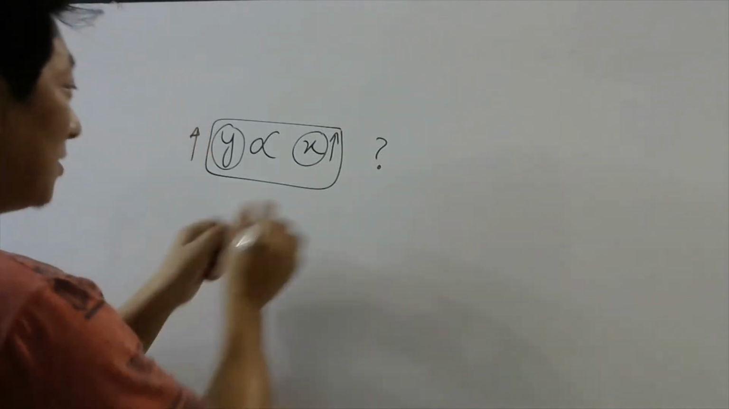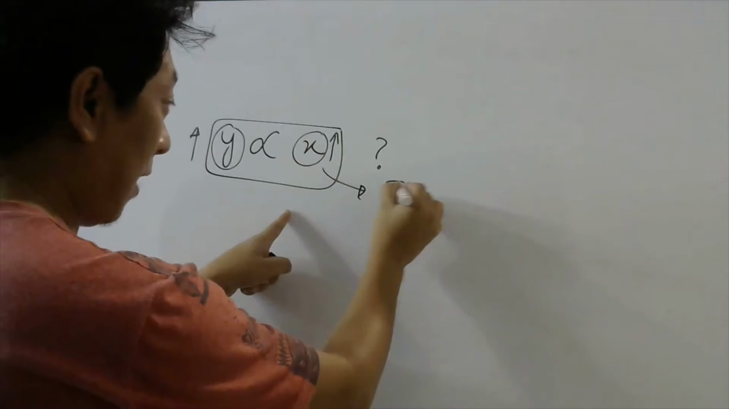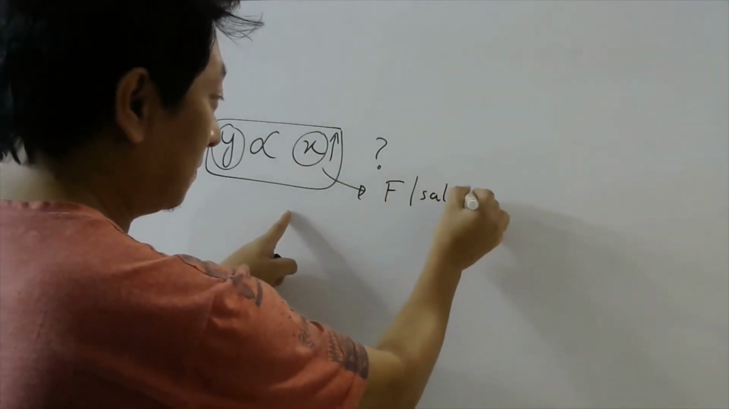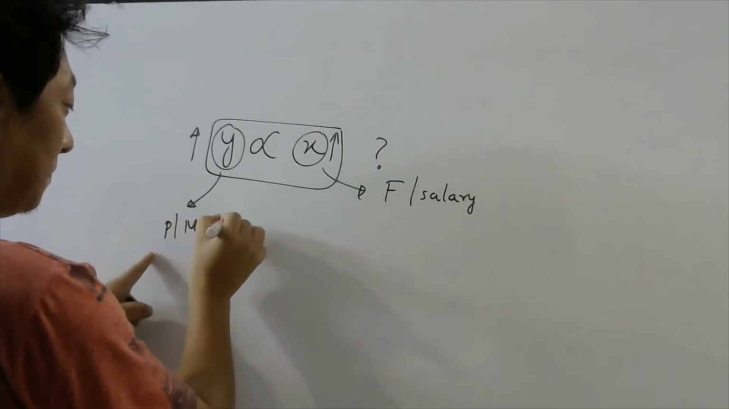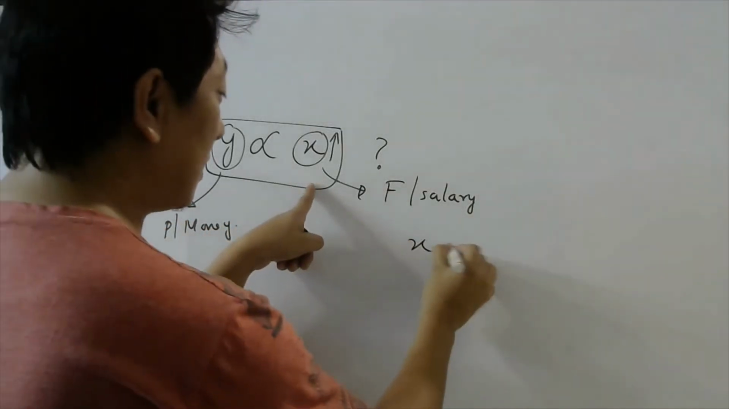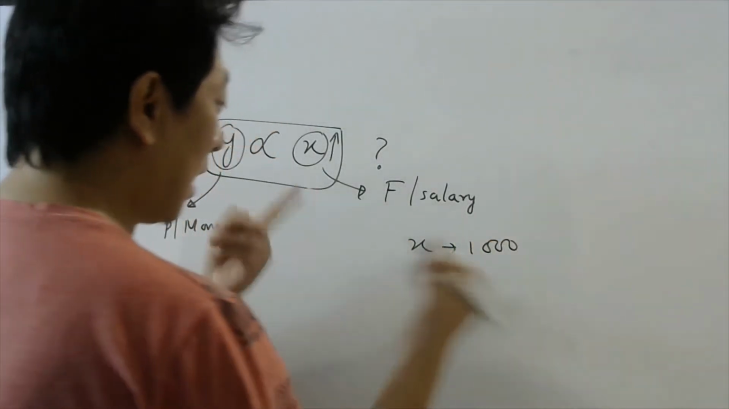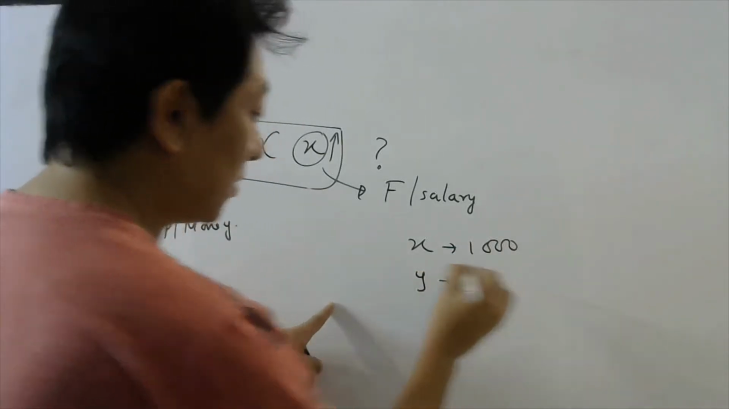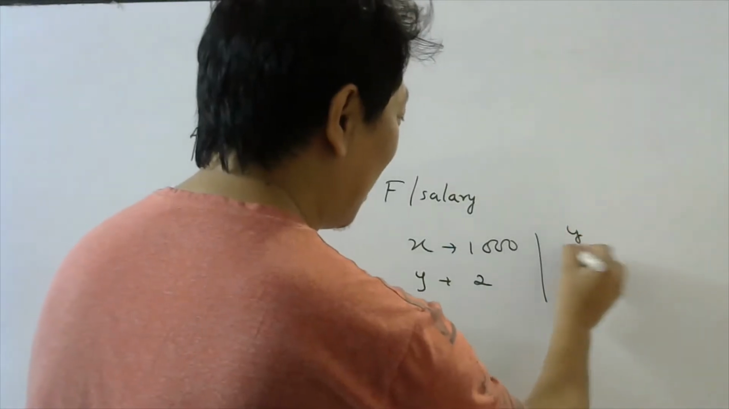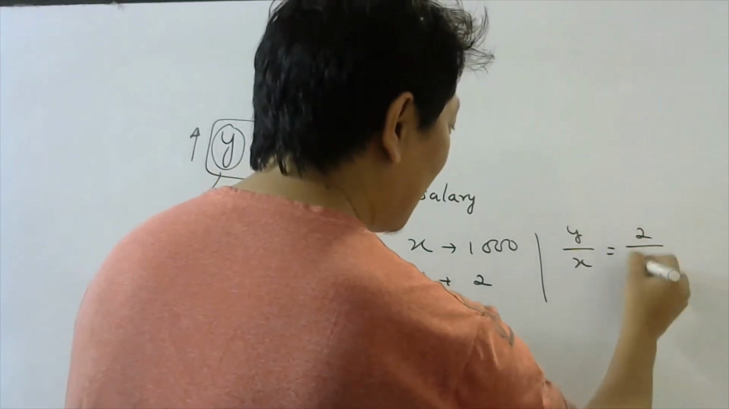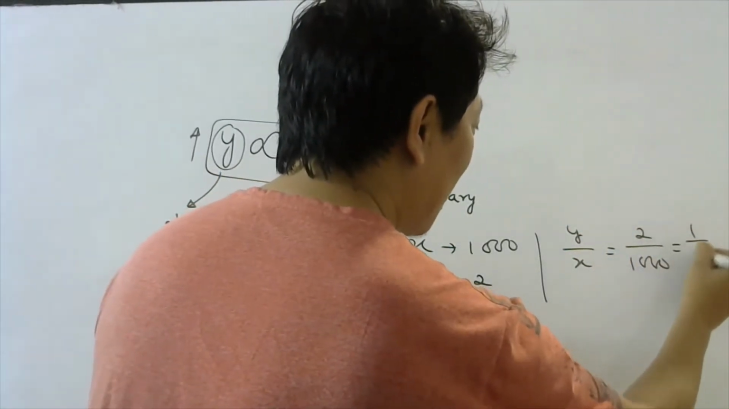Well, imagine x is father's salary and y is pocket money. Now, when x is let's say 1000, I am getting a pocket money of 2 rupees. Quite a generous father. So the ratio y by x will be 2 by 1000 and that will be 1 by 500.